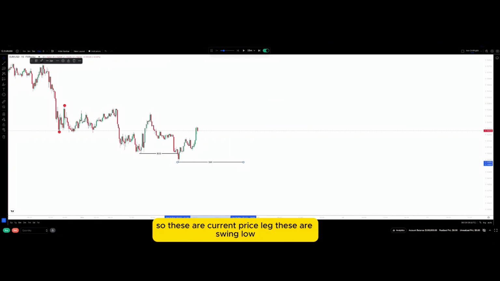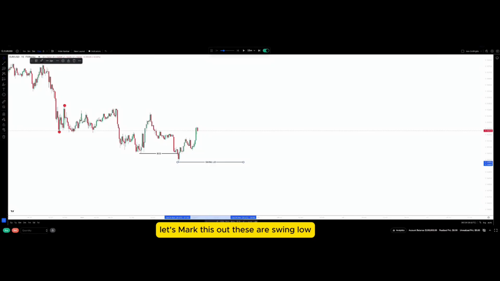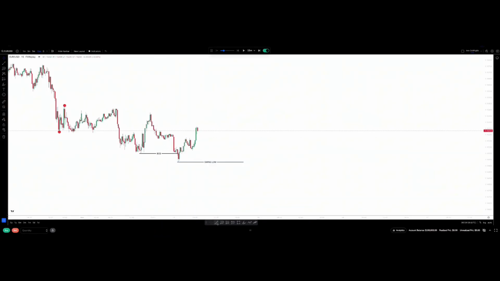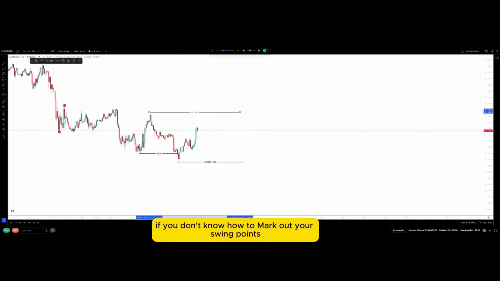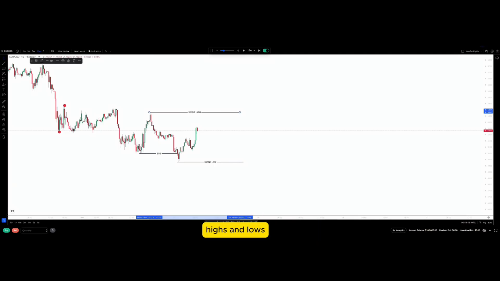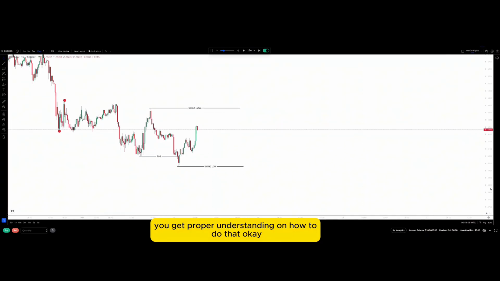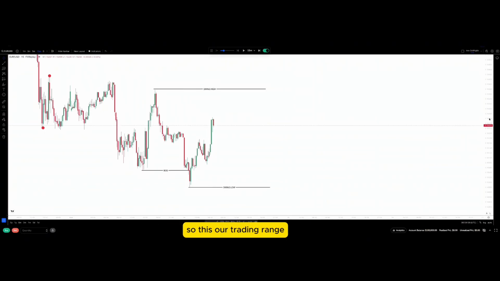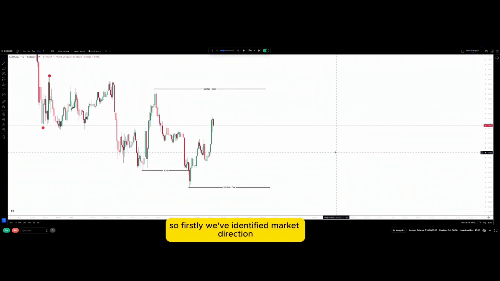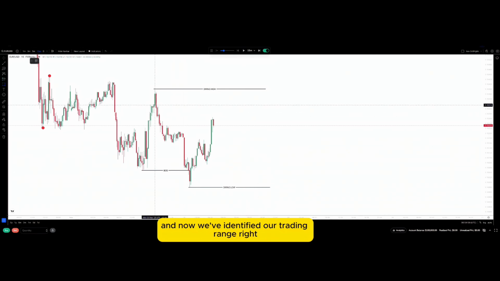These are swing lows. Let's mark this out. These are swing lows. And this is a swing high. If you don't know how to mark out your swing points, just go through our previous video on swing highs and lows. You'll get a proper understanding of how to do that. Okay, so this becomes our swing high, right? So this is our trading range. So firstly, we've identified market direction, and now we've identified our trading range, right?